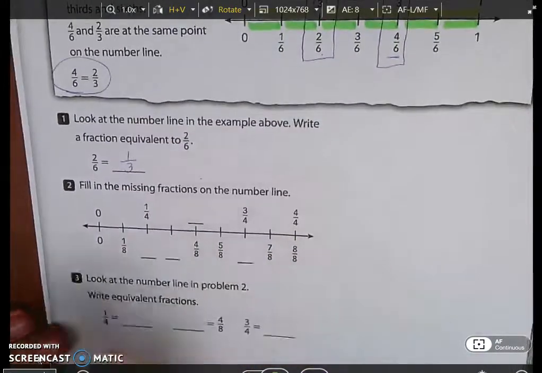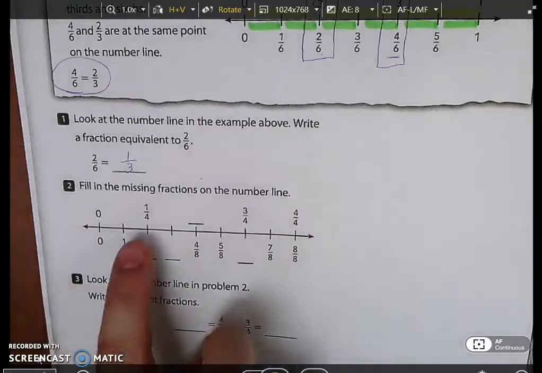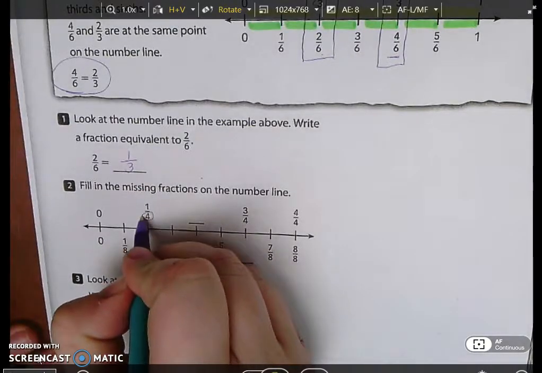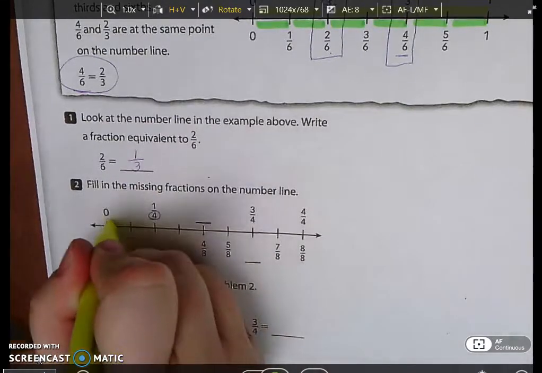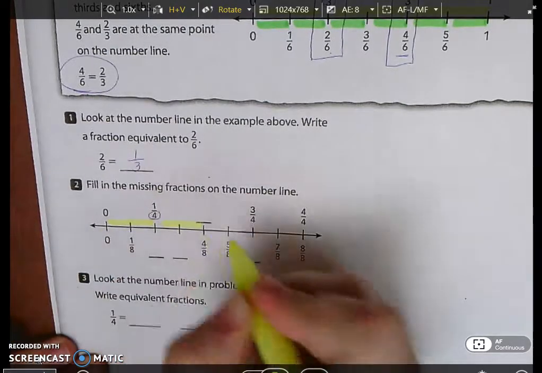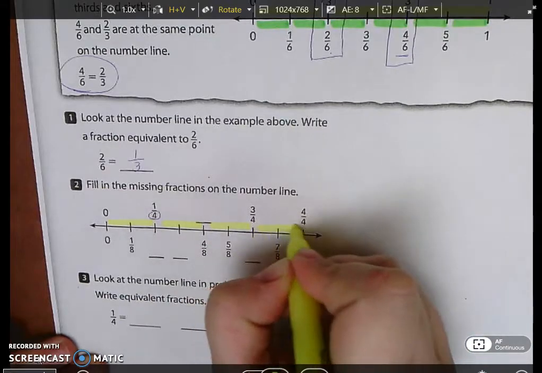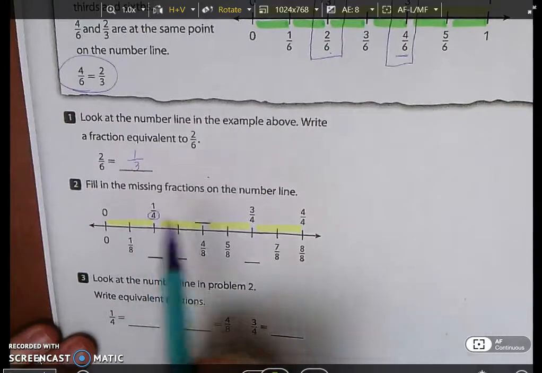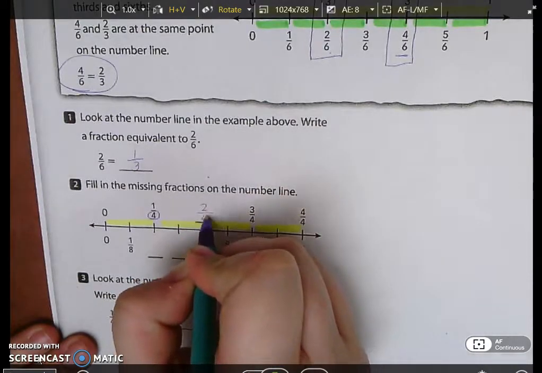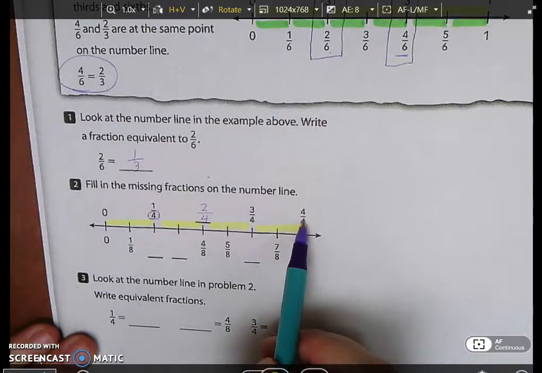Number 2, fill in the missing fractions on the number line. So the first one, I noticed my denominator is a 4, so that means it's going to be divided into 4 sections. So 1/4, 2/4, 3/4, 4/4. And so, if I'm just counting 1/4, then 2/4, 3/4, 4/4.